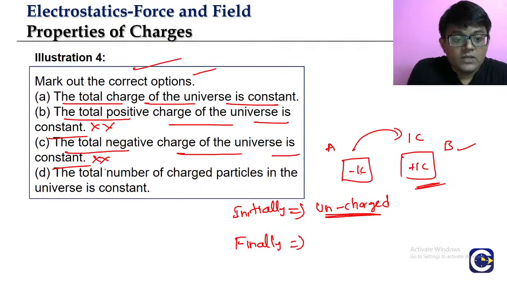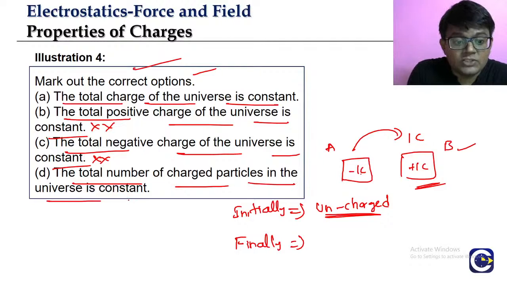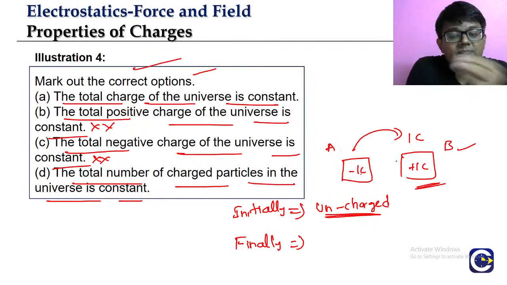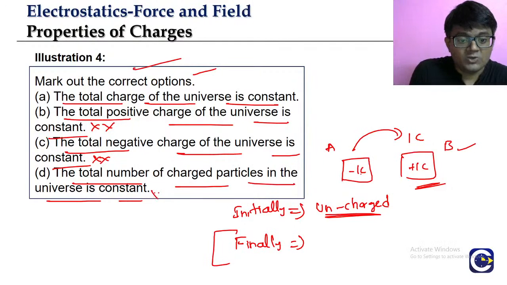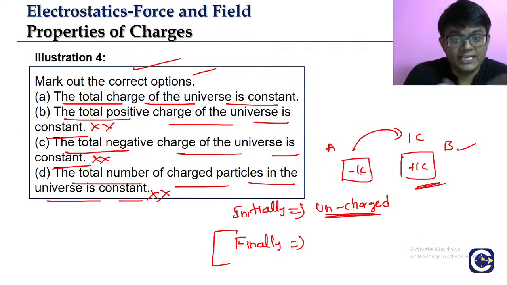Option D says the total number of charged particles in the universe is constant. This is incorrect. Initially object A and object B are uncharged, so we are not counting them as charged particles. But when you count the total number of charged particles in the final state, we have to count A as well as B. A is charged, B is also charged. So is the total number of charged particles remaining constant? No. It need not remain constant.